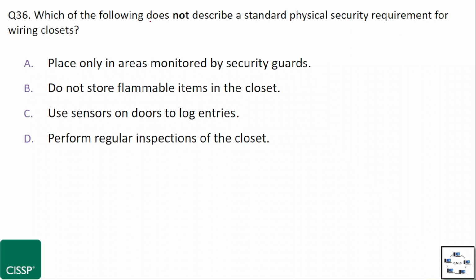Question number 36. Which of the following does not describe a standard physical security requirements for wiring closets? And the options are option A, place only in areas monitored by security guards. Option B, do not store flammable items in the closet. Option C, use sensors on doors to log entries. And option D, perform regular inspection of the closets.